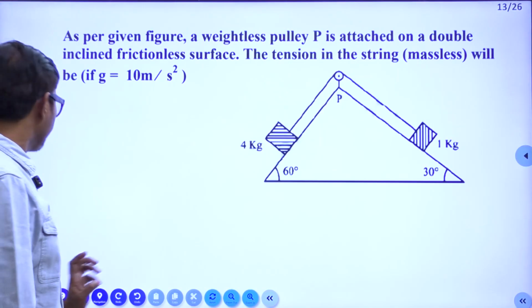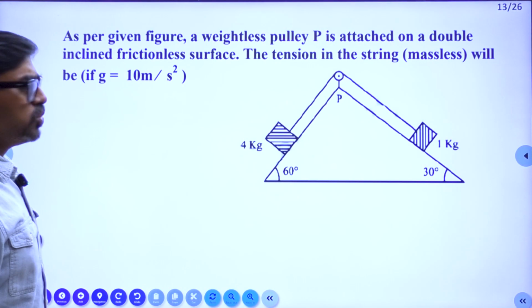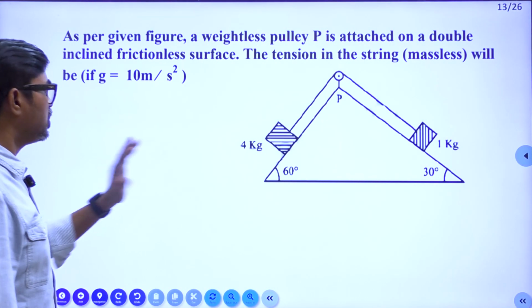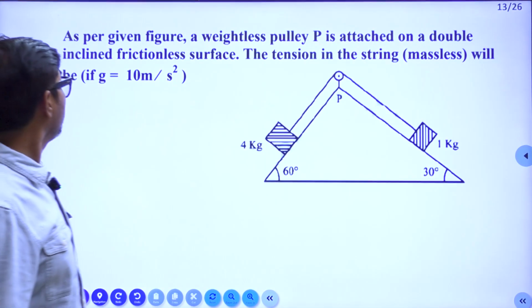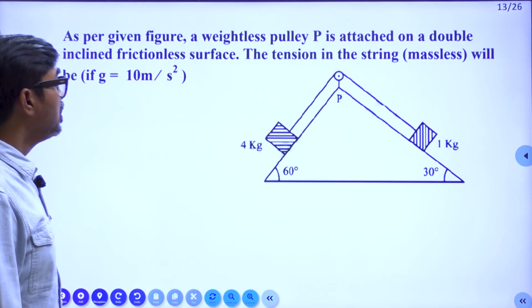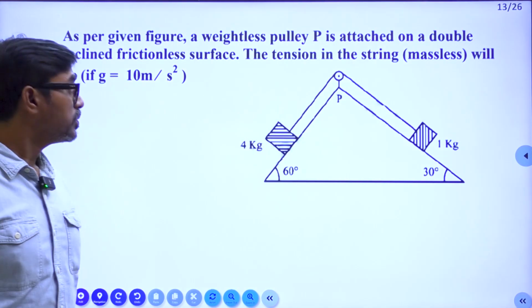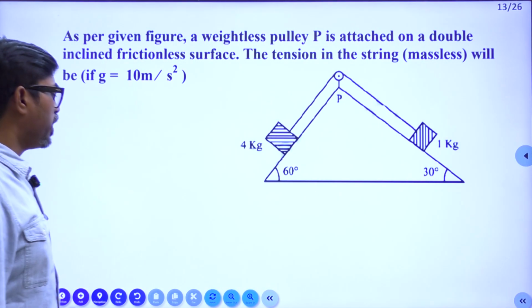Okay, let's go on. Same idea I'll use. This is also a PYQ. As per the given figure, a weightless pulley P is attached to a double inclined frictionless surface. The tension in the string is... friction is not there. Tension we need to calculate. Okay, fine.